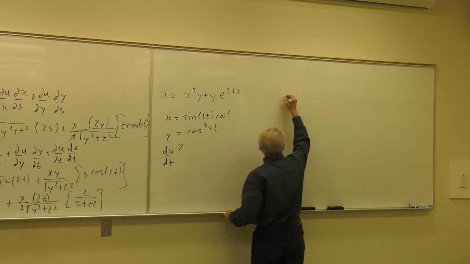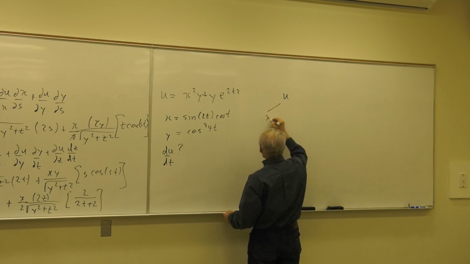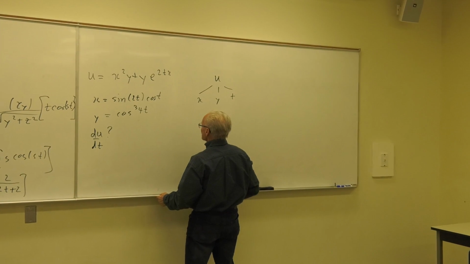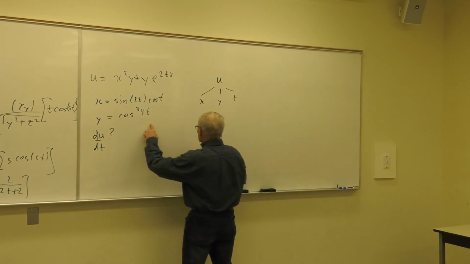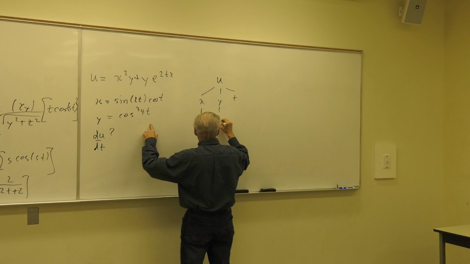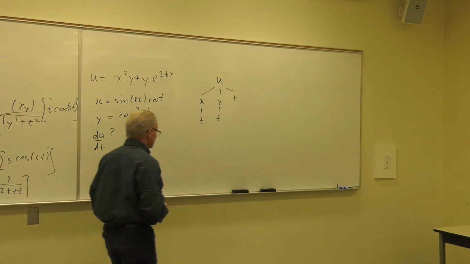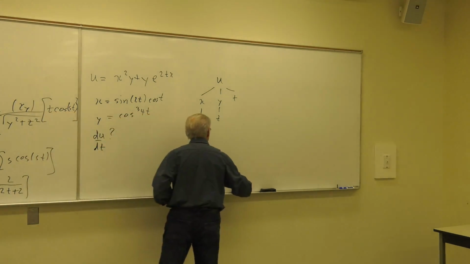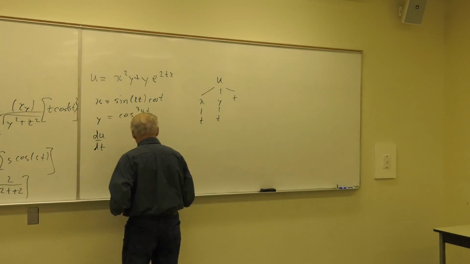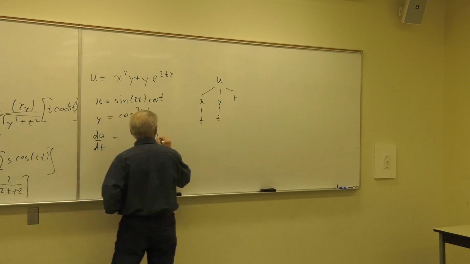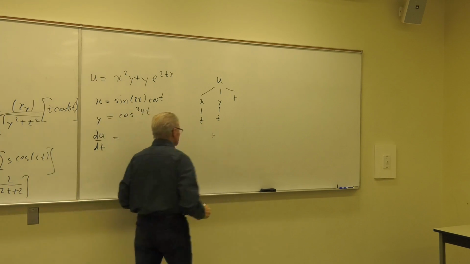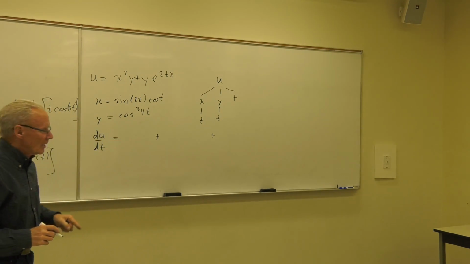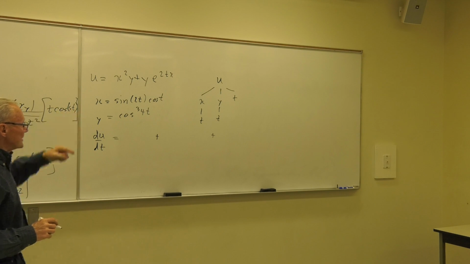Schematic. u. It's got in it x's, y's, t's. x is a function of t, and y is a function of t, and that's it. So schematic says all possible paths from u down to t, and there are 3. So I often like to do this, just to remind myself that I should have 3 terms in the chain rule when I'm done, because I might get involved in one and forget the others.